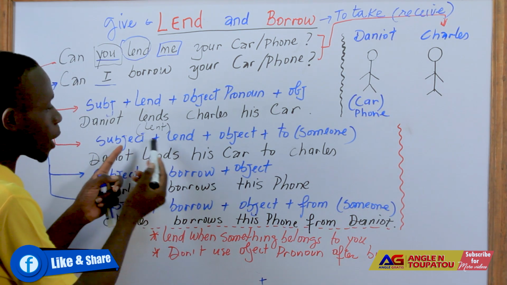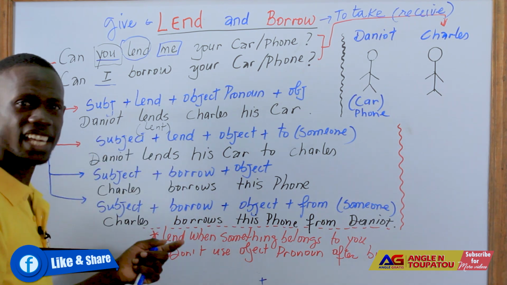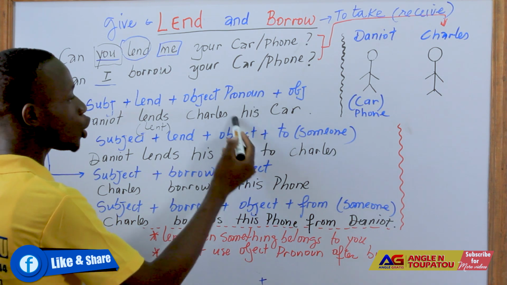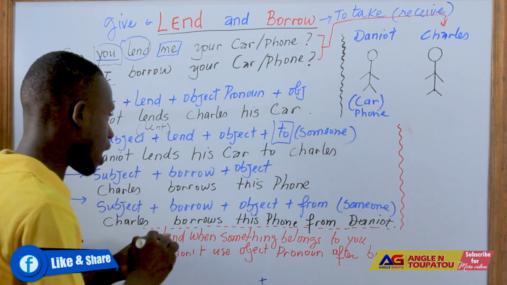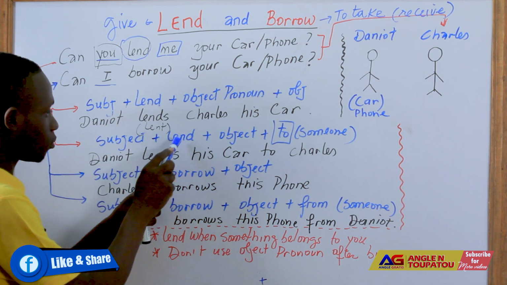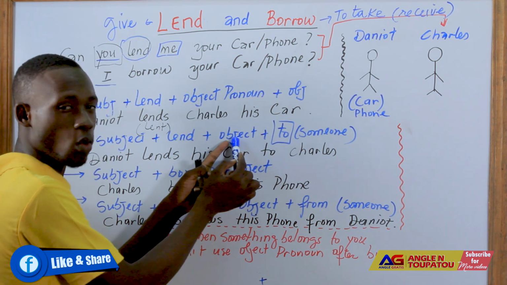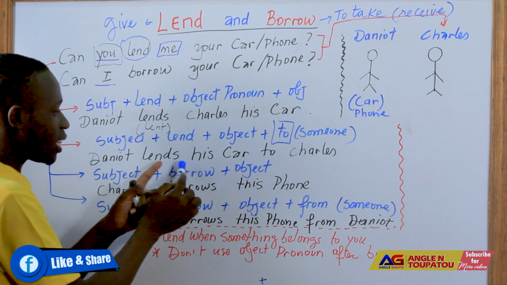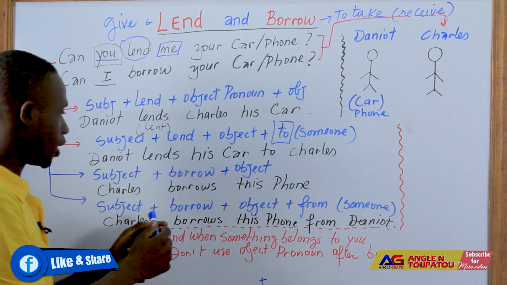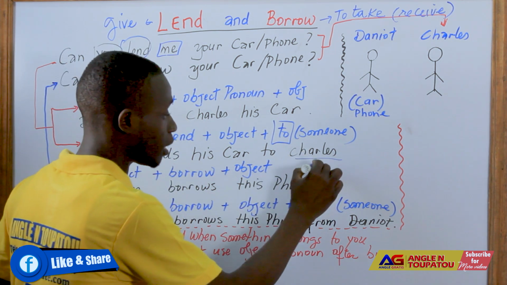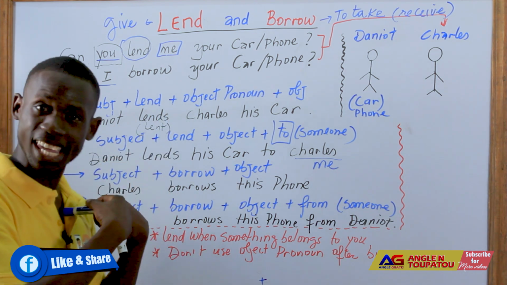But we can use subject plus lend plus object plus to plus someone. For example, instead of saying Daniel lent Charles his car, we are going to use his car, the object, before. Listen. Don't forget, we need to use to. For example, Daniel lends his car to Charles. Subject, verb. But now, we don't have an object pronoun, we have an object. His car is the object. Okay, then if you delete this and replace it with the word me, you can say Daniel lends his car to me or Daniel lends me his car.